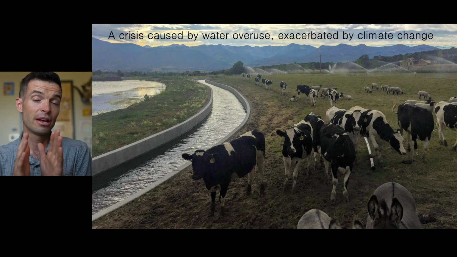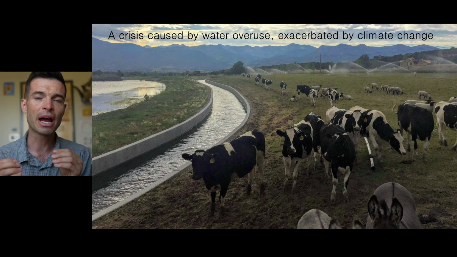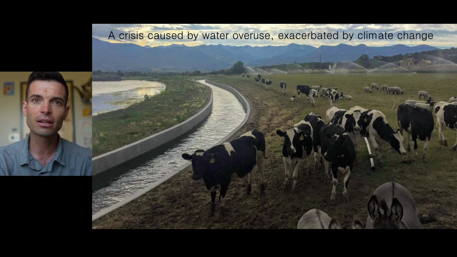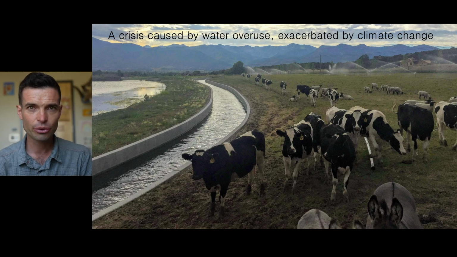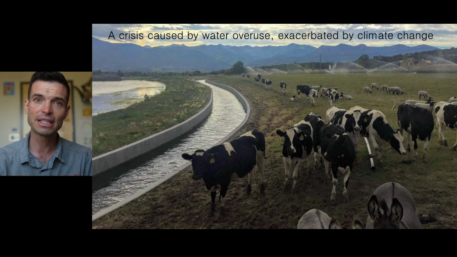So this is a crisis that is caused by the overuse of water. Now it is absolutely being exacerbated by climate change. As things get hotter, the rate of evaporation increases and it becomes harder to maintain the lake level.